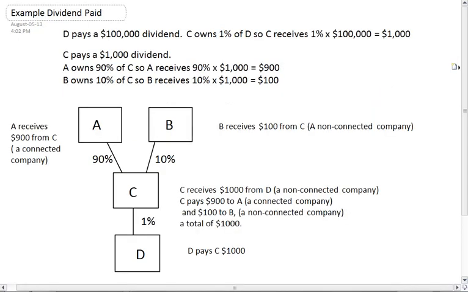D pays a $100,000 dividend. C owns 1% of D, so C receives a dividend of 1% of that $100,000, which equals $1,000. C is going to pay a dividend as well. C will pay a dividend of $1,000. A owns 90% of C, so A receives $900 from C. B owns 10%, so B receives 10% from C.